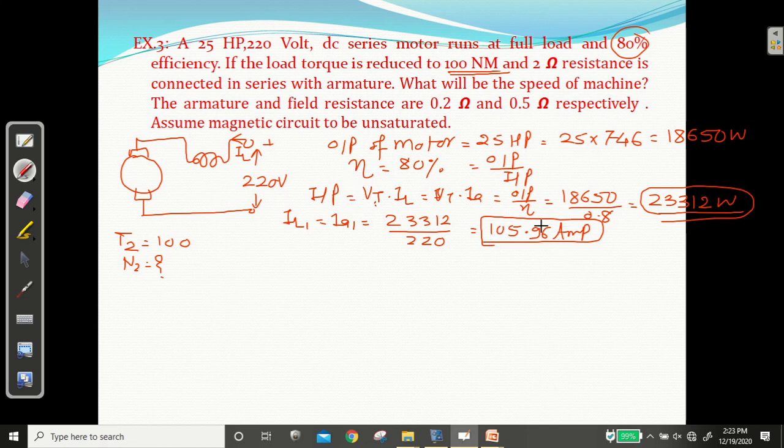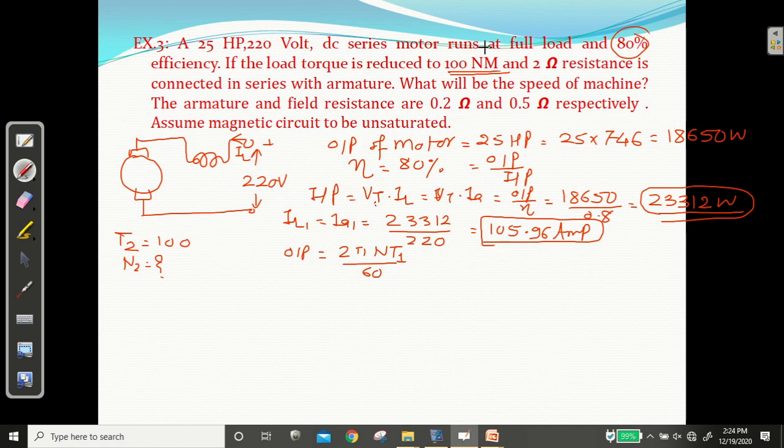From the original condition we know the output. So output equal to what? Output equal to 2 pi N T upon 60. In the original condition it is T1. Speed is given... no, speed is not given. 25 motor runs at full load and efficiency. I think I forgot it.